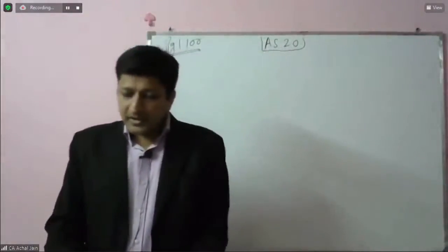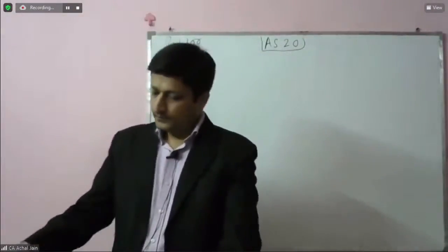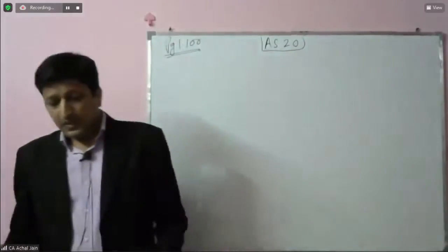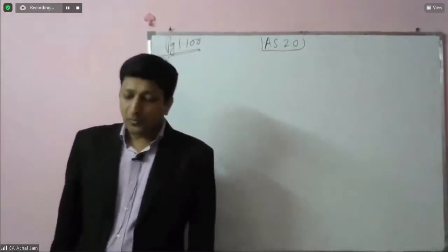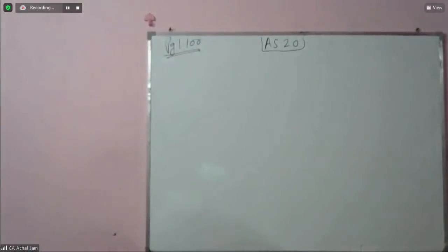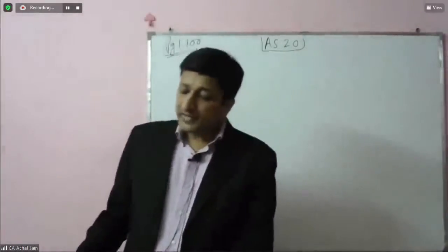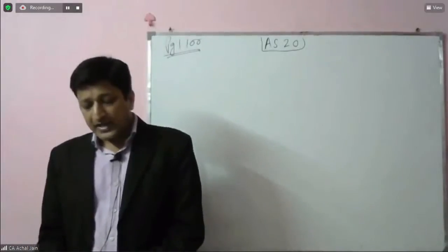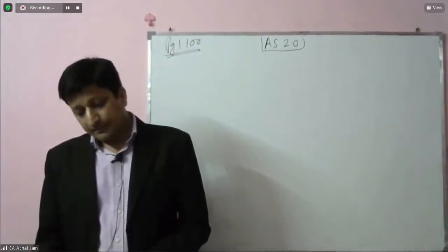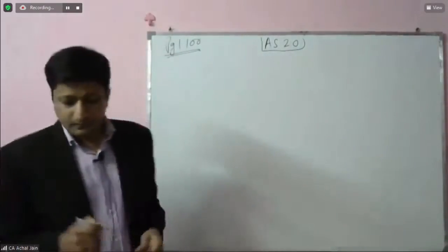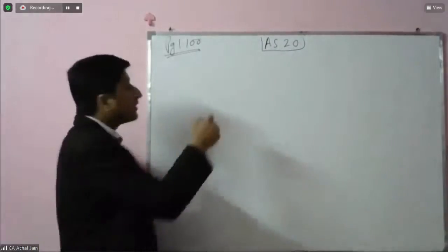Now, if you look at your study material, there's a formula which is given for computation of that proportion. What's the formula? Fair value per share immediately prior to exercise of rights divided by theoretical ex-right fair value per share. So let me just put down this formula.